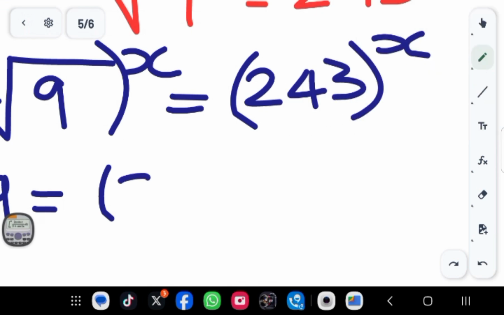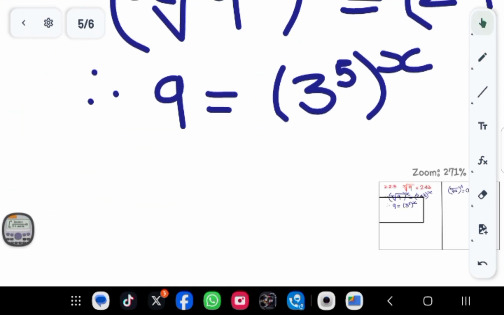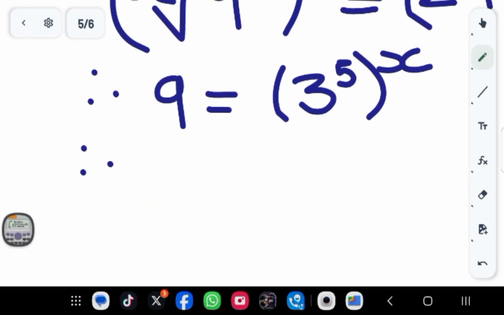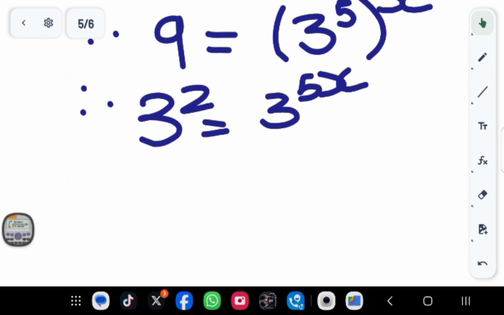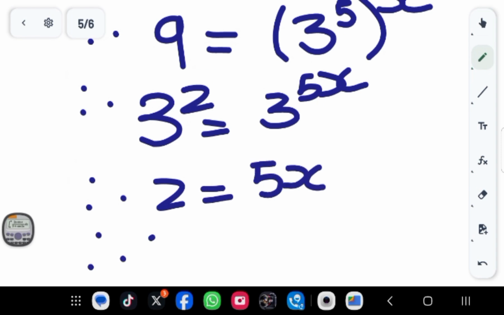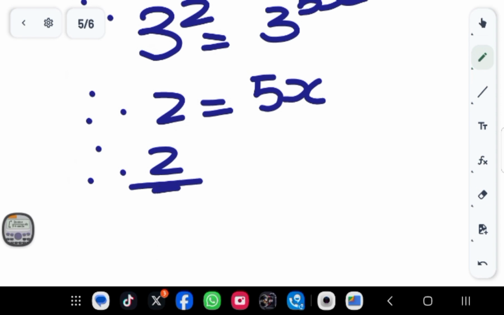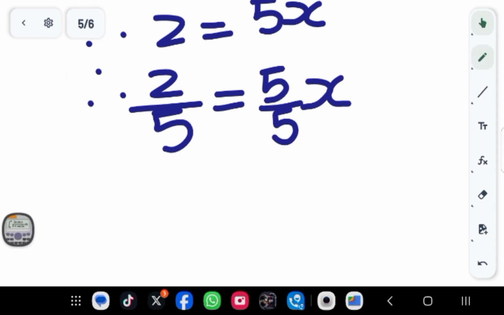So we have 3 to the power of 5, all to the power of x. Let's express 9 as a power. That is 3 squared equals 3 to the power of 5x. We're raising a power to another power, so you multiply the exponents. Now that we've got powers of the same base equal, we equate the exponents. Divide both sides by 5 to get rid of the coefficient of x. They cancel out, and that leaves you with 2 over 5 equals x.